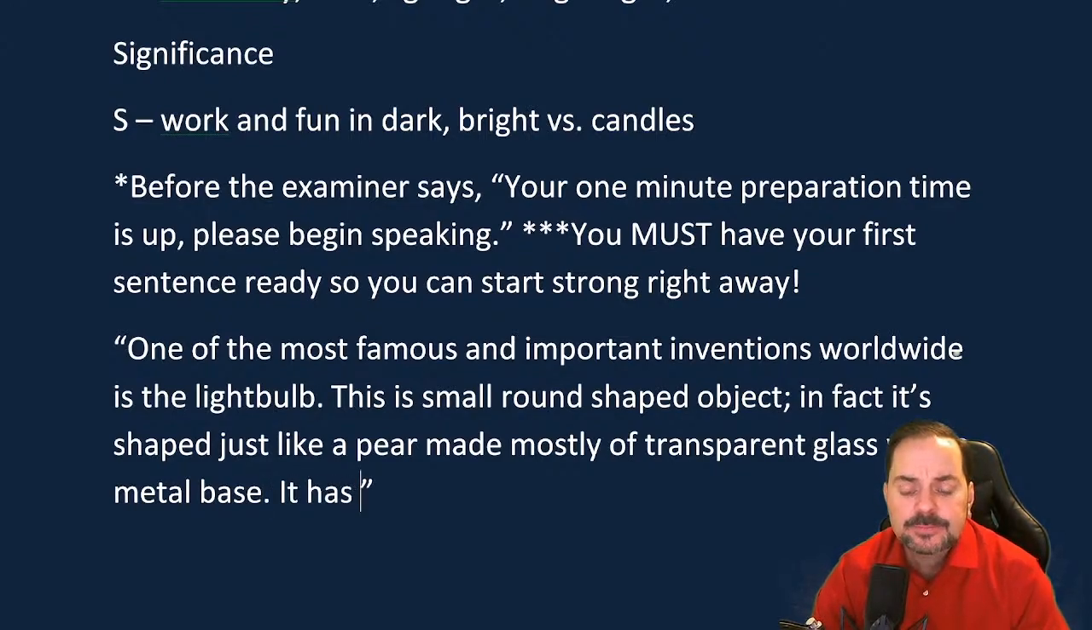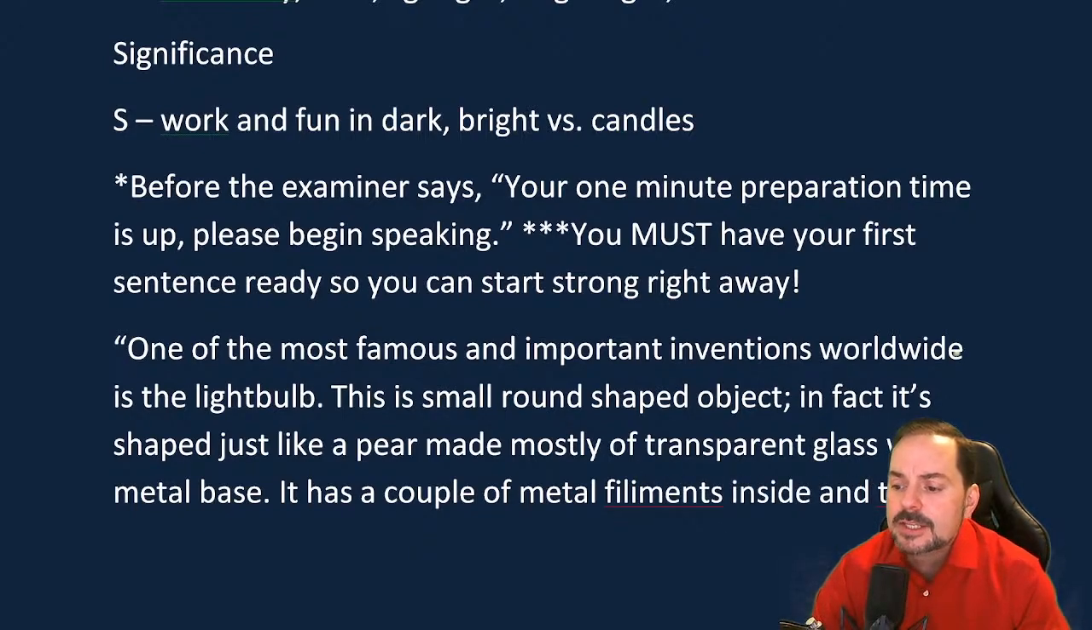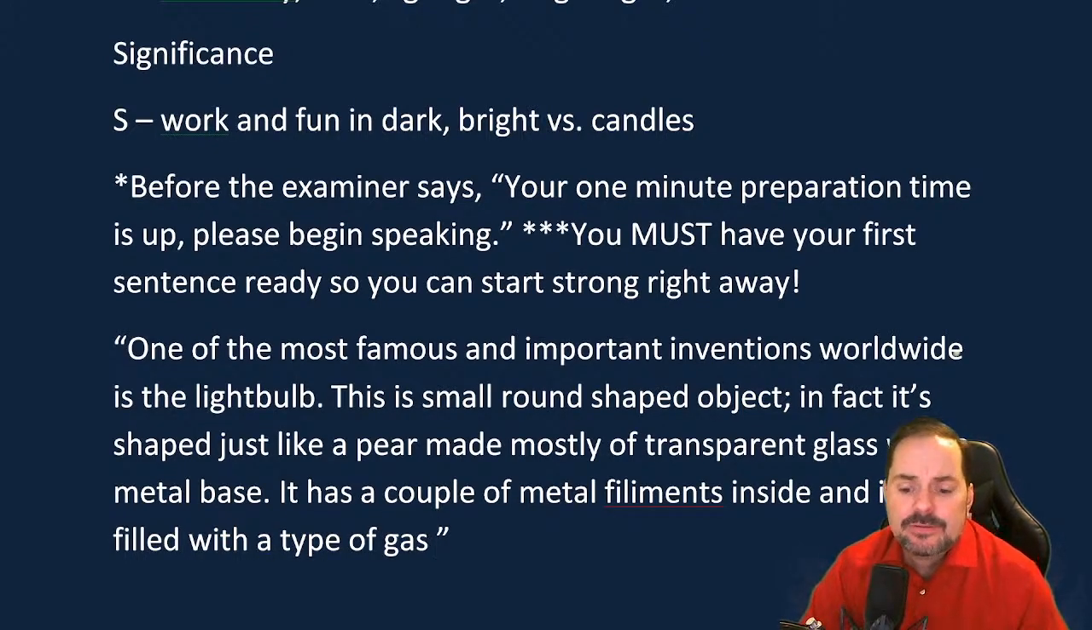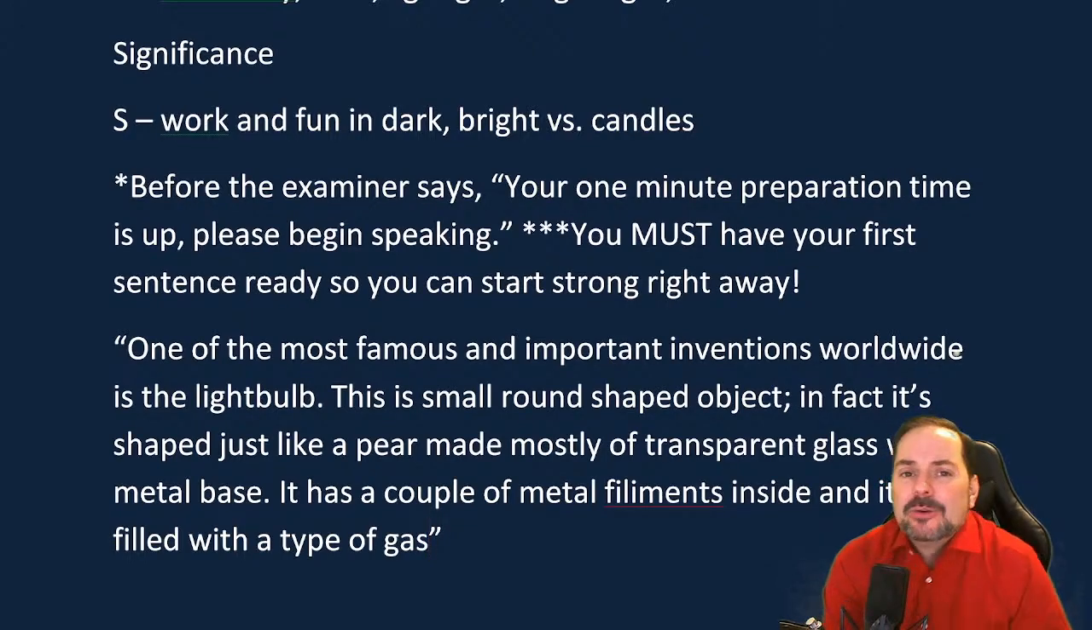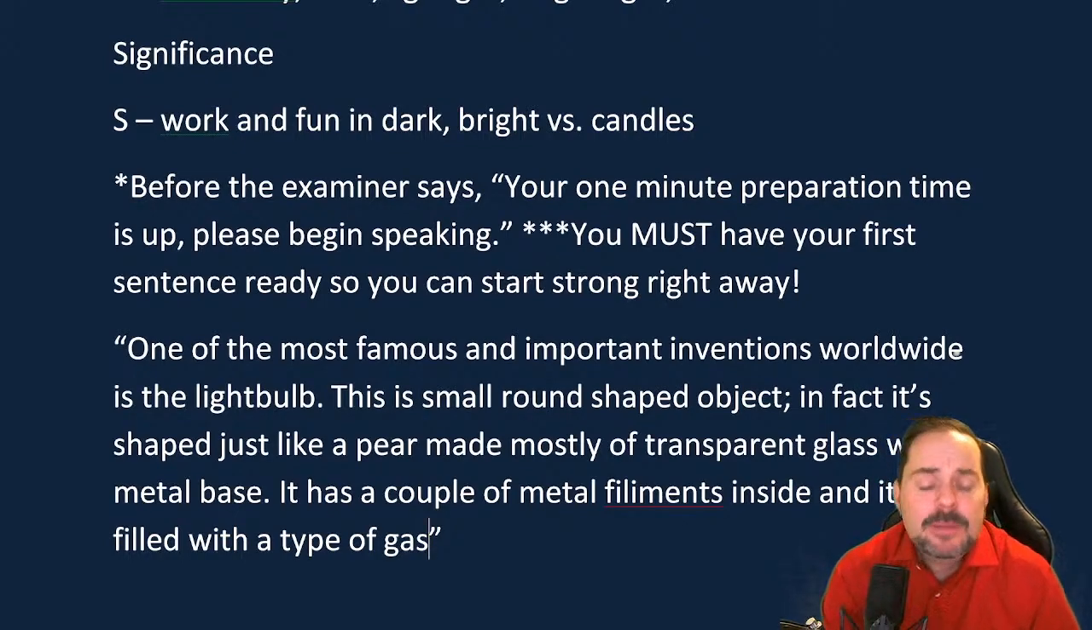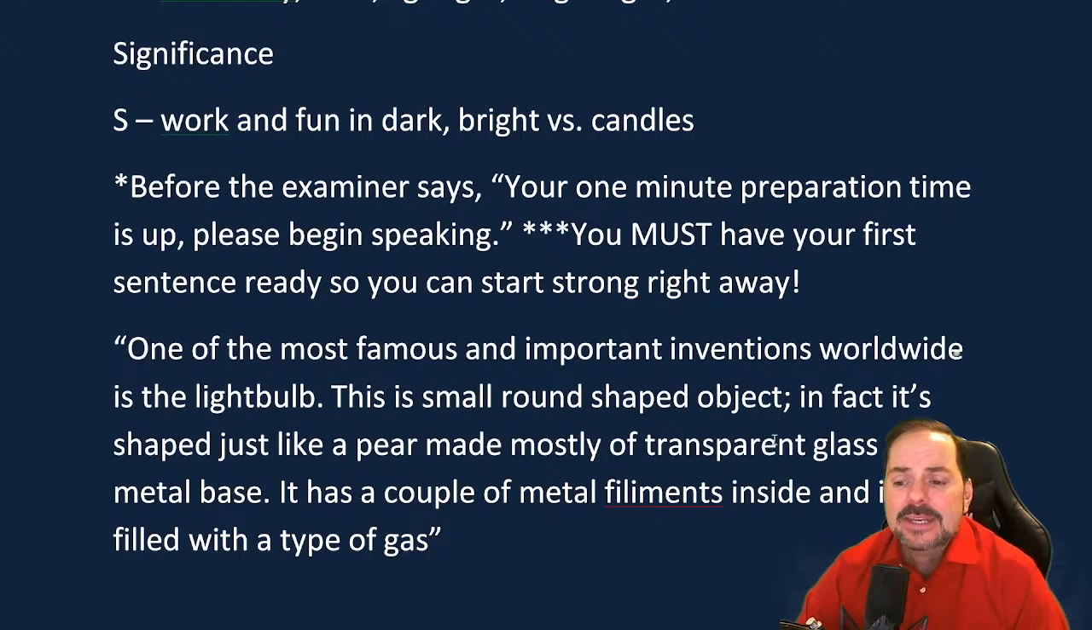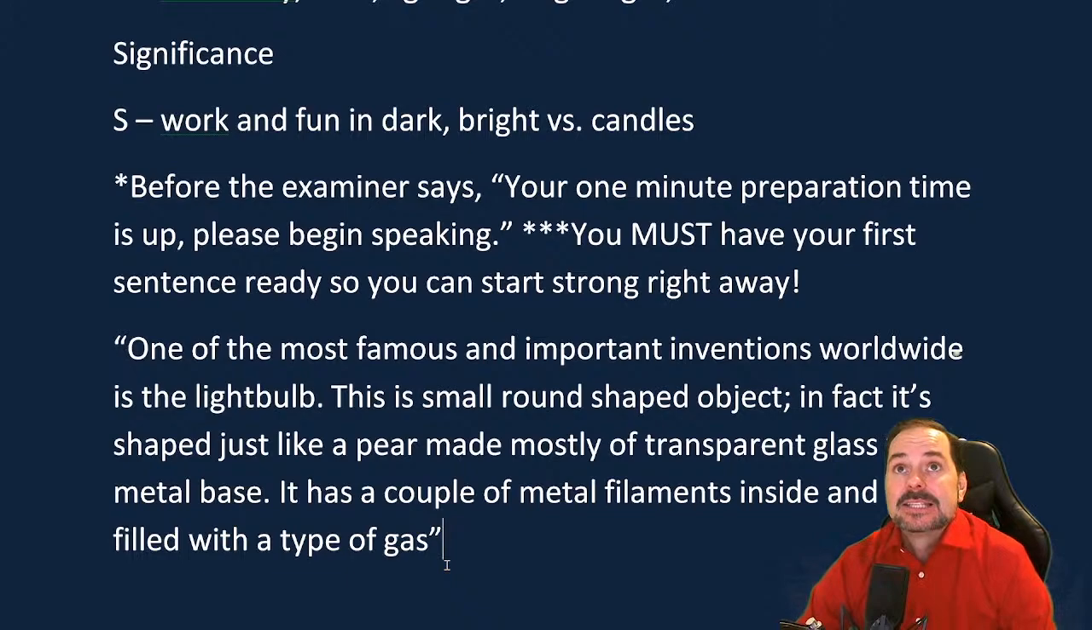It has a couple of metal filaments inside, and it is filled with a type of gas. Now, I don't know what kind of gas. It's an incandescent type of gas, but I don't know what type of gas they use in light bulbs. I'm not a light bulb expert. It doesn't matter. You can still get band 9, okay? You don't need to tell the examiner what kind of gas it has inside, okay?